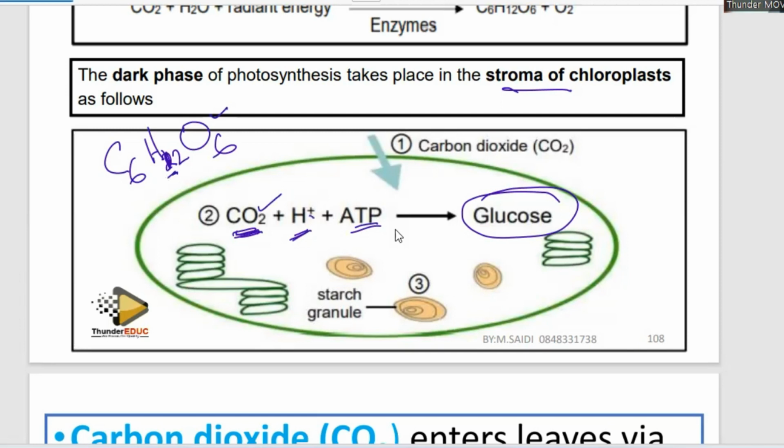And then now, what about this carbon? The carbon will also come from the carbon dioxide. So carbon dioxide will help us to provide carbon and oxygen, then the hydrogen will come from the light phase, and this process is an active process which requires energy. The energy is going to be provided by this ATP, which came from the light phase. And then now glucose is what is formed.